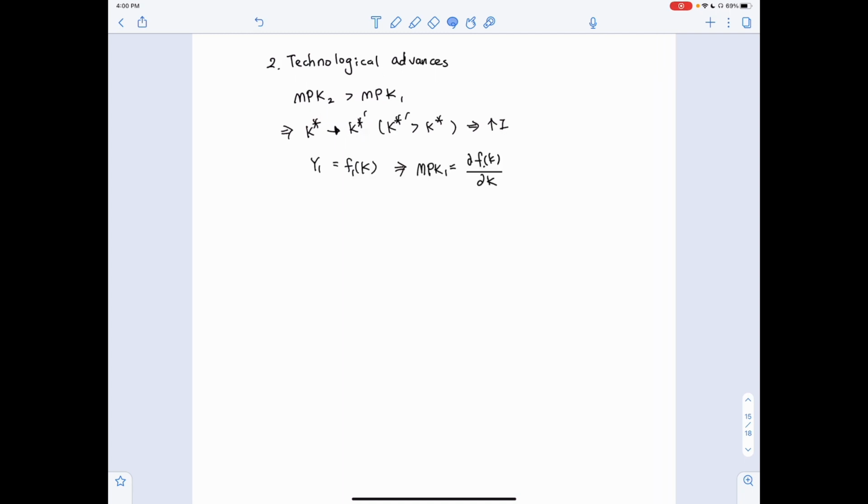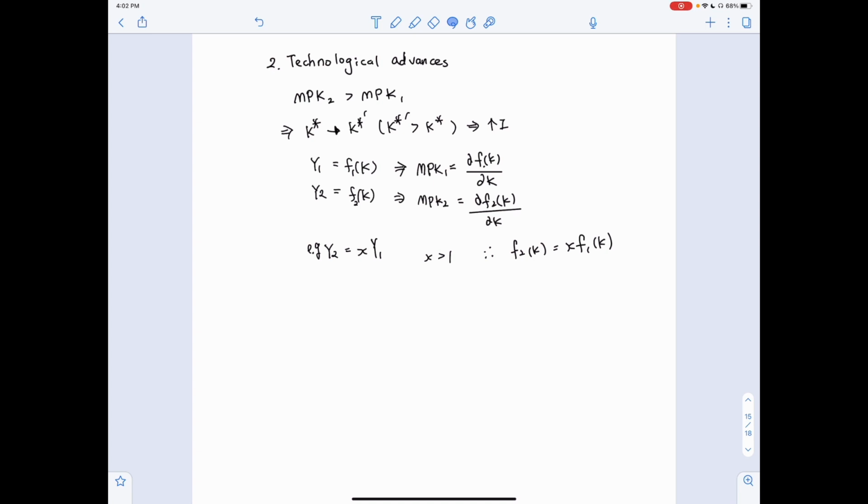To begin with, when we're facing the old technology, we have a marginal product of the capital for the old technology. Once we have the new technology, F2K, we are going to have a new marginal product of the capital for the new technology. We can have an example: the new output based on the new technology will be X times the goods produced by the old technology. As long as X is greater than 1, the new technology will produce more goods than the old technology.